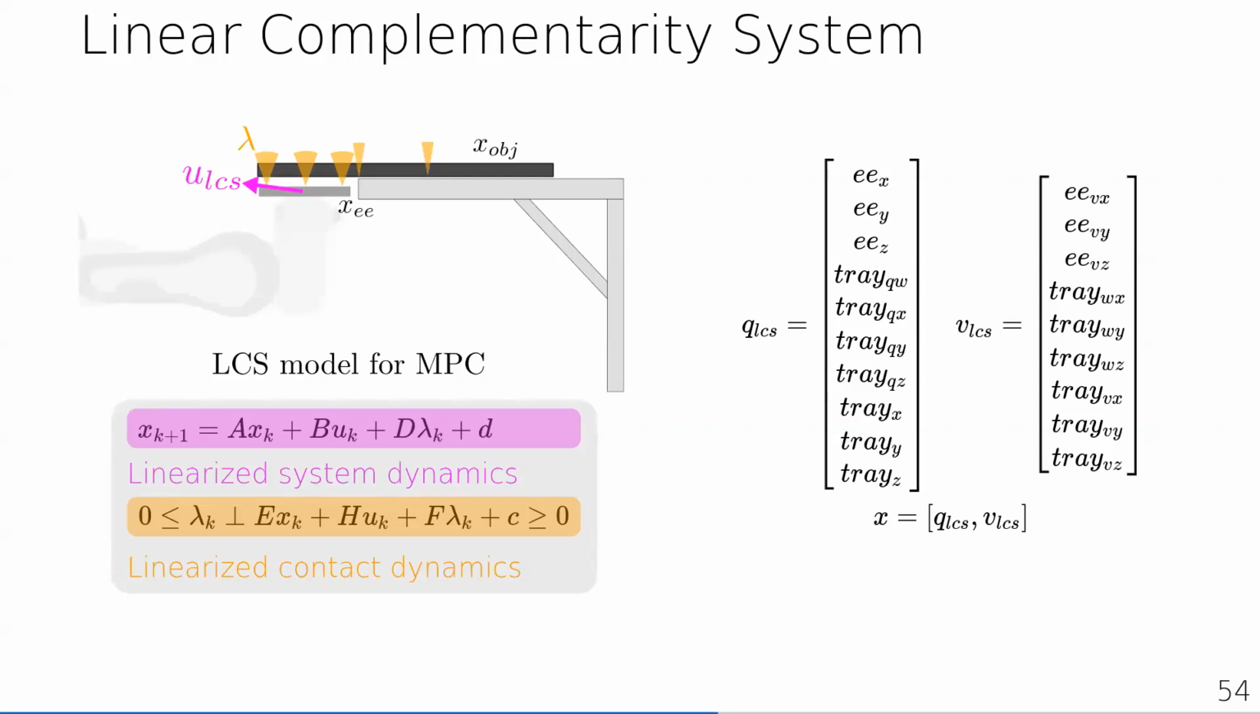It's not measuring friction. It's trying to control the tray. It's not like a model identification. We're trying to move it around.